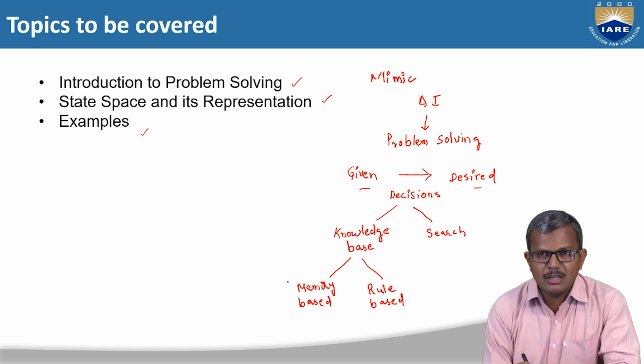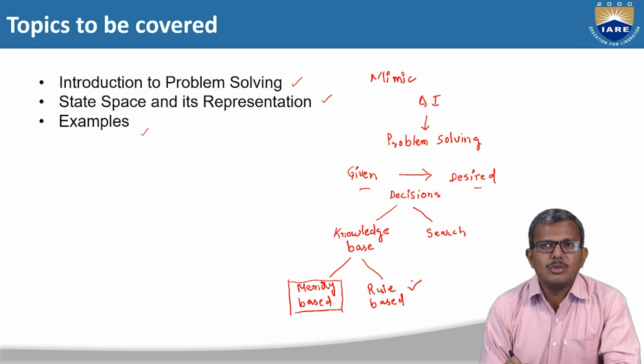In this particular video, we are not going to concentrate on the memory based, rather we are going to concentrate on the rule based. So what does it mean, rule based decisions? It means when the AI agent has to apply or consider rule based things so that he can make some kind of decisions and move from the given state to the desired state.